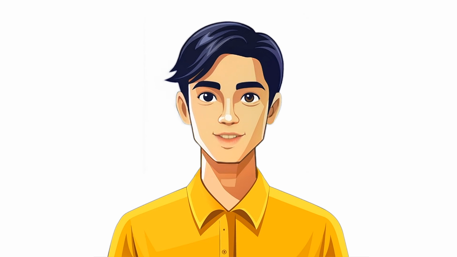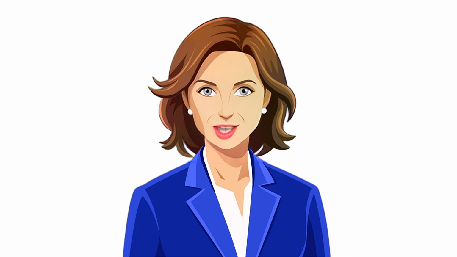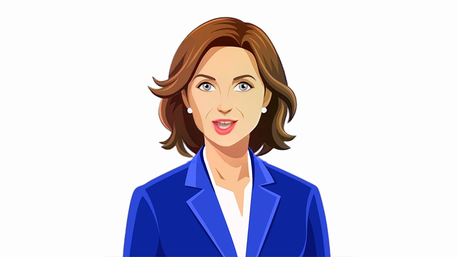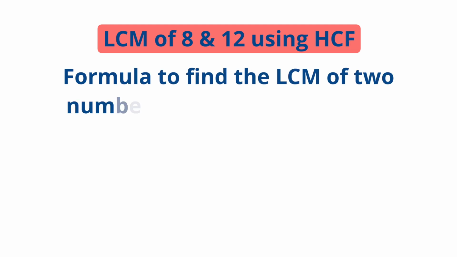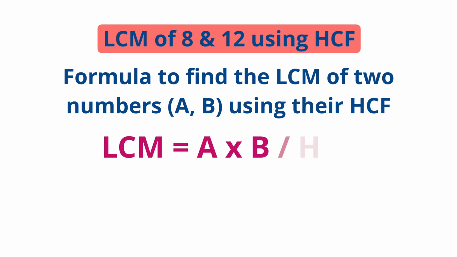Is there another way to find the LCM? Yes, you can use the relationship between HCF and LCM. The product of the HCF and LCM of two numbers is equal to the product of the numbers themselves. For example, we will find the LCM of 8 and 12 using their HCF. To find the LCM of two numbers using their HCF, highest common factor, you can use the following formula. LCM equals the product of the two numbers divided by HCF.